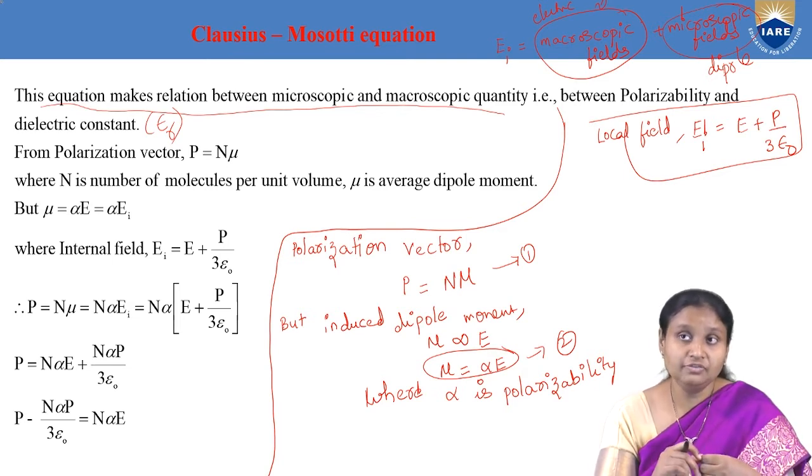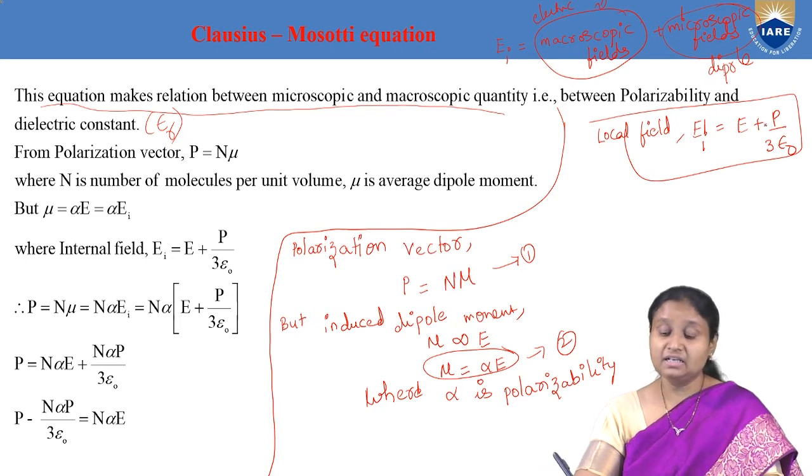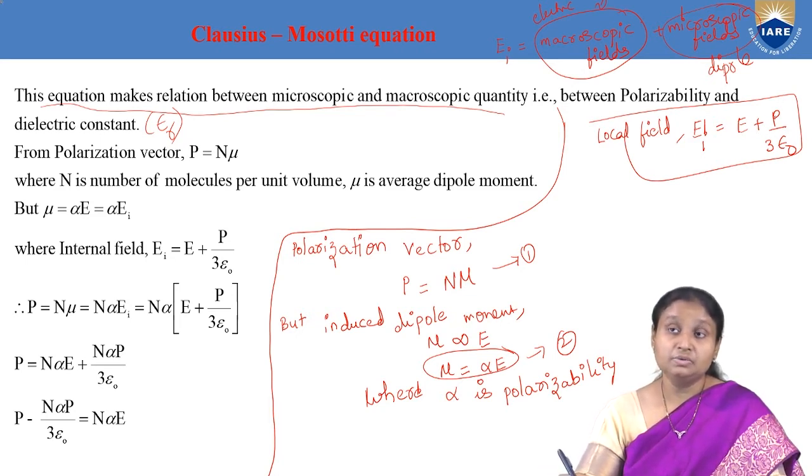And this internal field is generally greater than the applied electric field. Why? Because as you can see, EI is equal to E plus P by 3 epsilon naught.